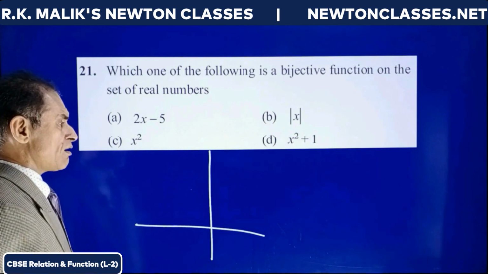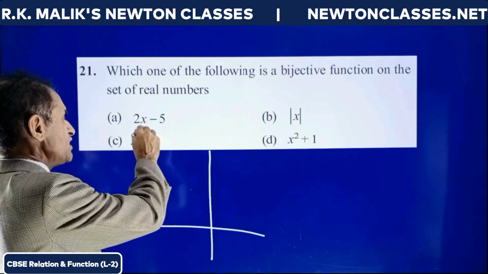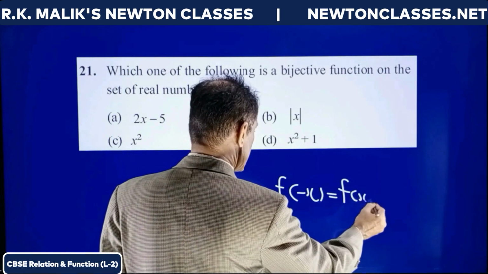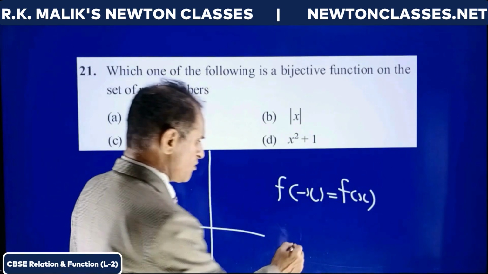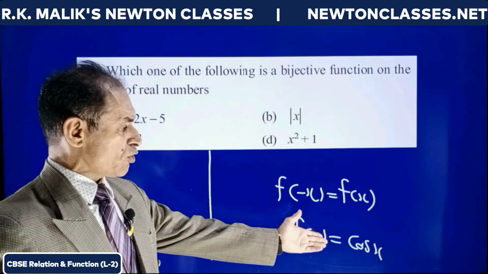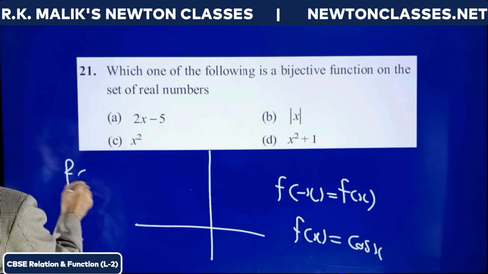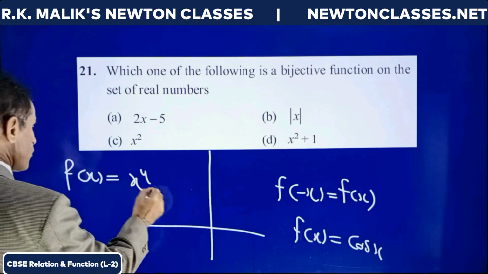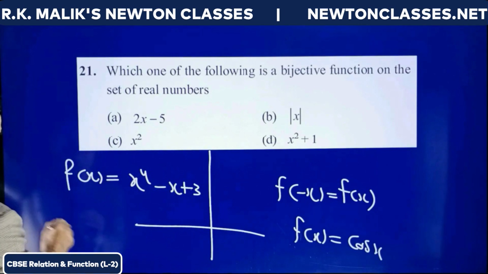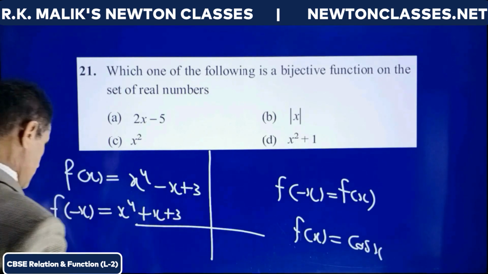If you know the meaning of the term even function, you can see very easily that for a function to be an even function, f of minus x should be equal to f of x. For example, f of x equal to cos x is not an even degree polynomial, but it is an even function because cos of minus x is cos x. If I take f of x equal to x power 4 minus x plus 3, it is an even degree polynomial, but it is not an even function because f of minus x is equal to x power 4 plus x plus 3.